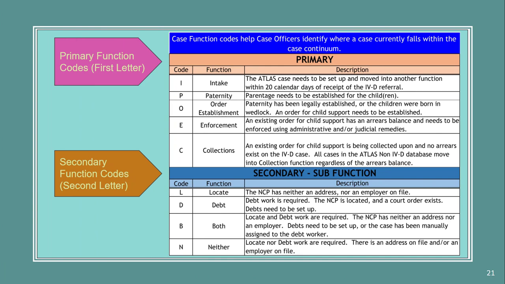Case function codes help case officers identify where a case currently falls within the case continuum. Look over this chart to identify the primary and secondary codes. Proceed when you are ready.